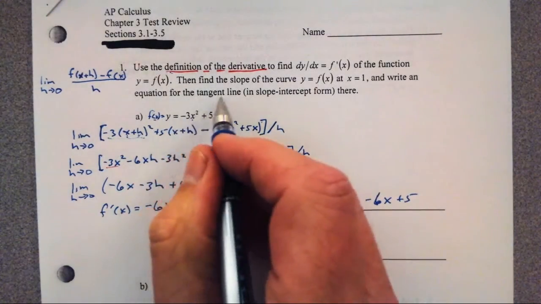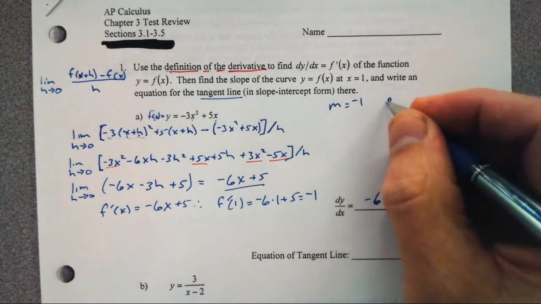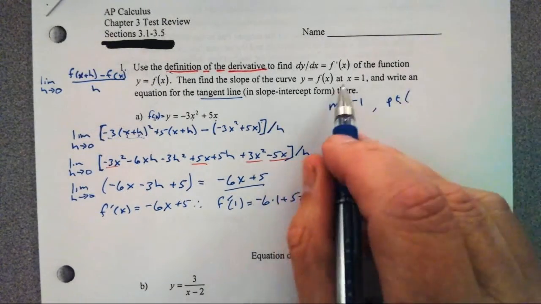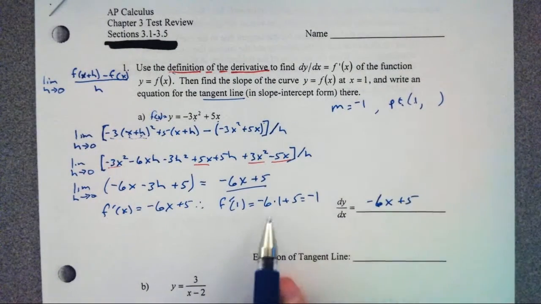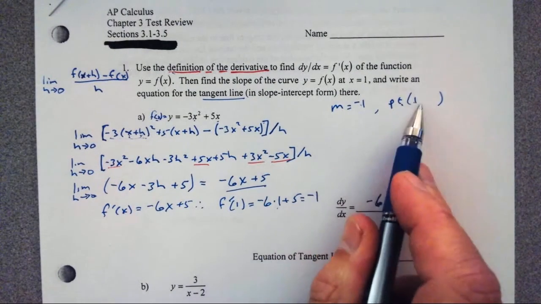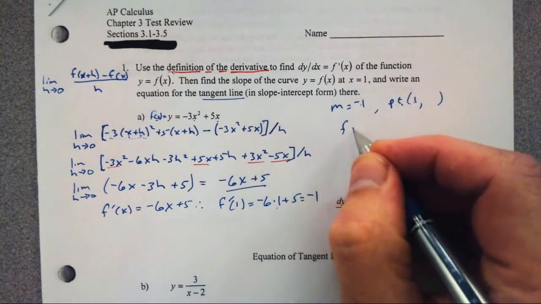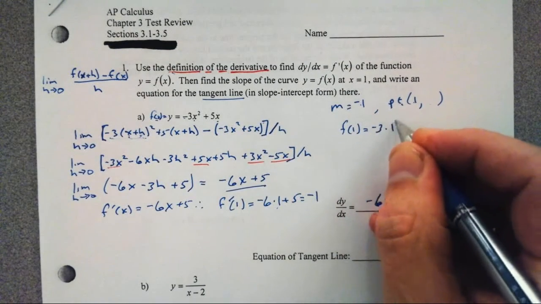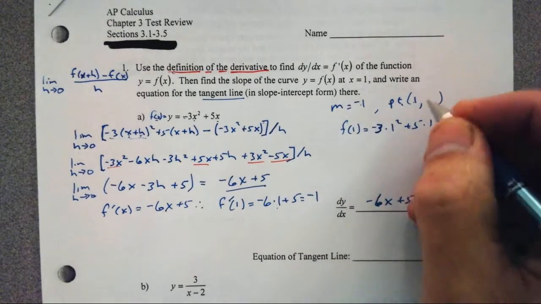Well, what do we need for an equation of a line? I need a slope. I've got it. And I need a point. Well, I know part of my point. Part of my point is x equals 1. 1 what? Well, don't put 1 into the slope formula. That's our slope. I want the y value. When I put 1 in here, I'm asking for f of 1. f of 1 is negative 3 times 1 squared plus 5 times 1, or negative 3 plus 5, 2.